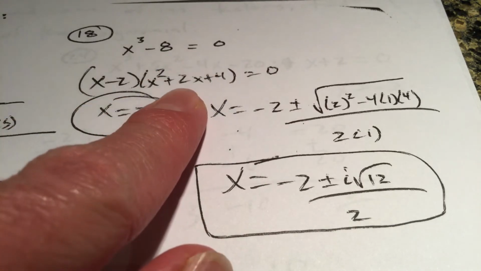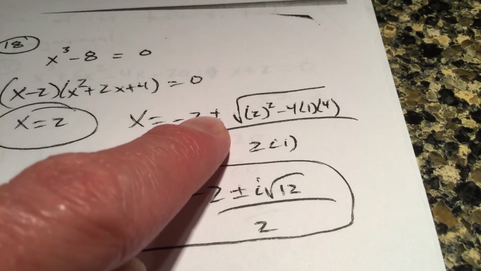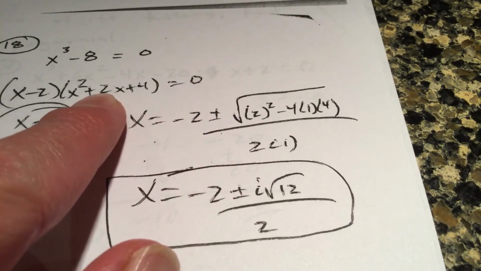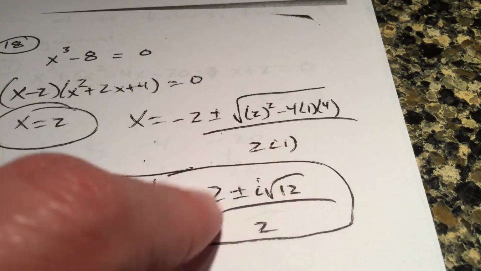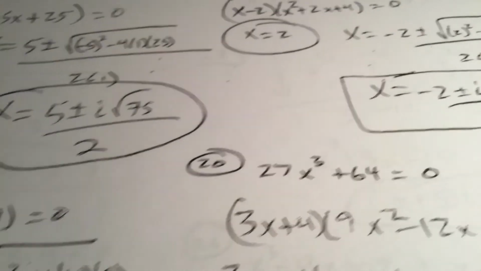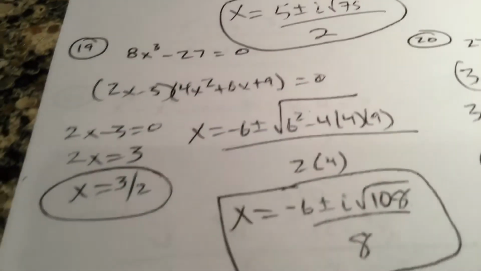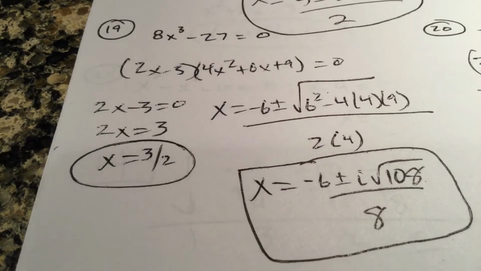x equals 2. You have to use the quadratic formula there. x equals -b plus or minus the square root of b squared minus 4ac, all over 2a. You got 4 minus 16, which is -12. That's i root 12. Or some of your calculators would say 2i root 3. All right. That's how you do 19.